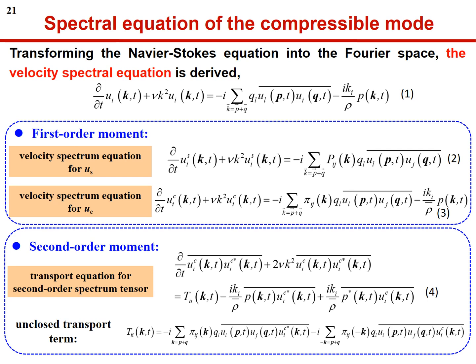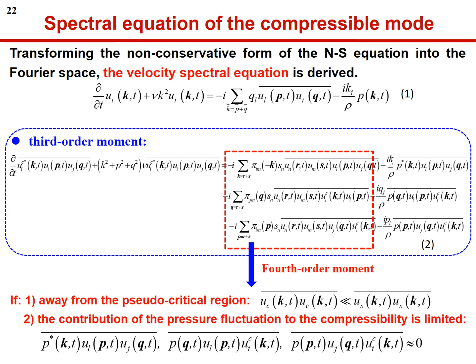We would further obtain the transport equation of the second-order moment based on the velocity spectrum equation for fluctuating velocity. We could find there occurs a new unclosed term, the third-order moment. In a similar way, to obtain the transport equation of the third-order moment, the unclosed fourth-order moment occurs in the transport equation, as shown in equation 2.